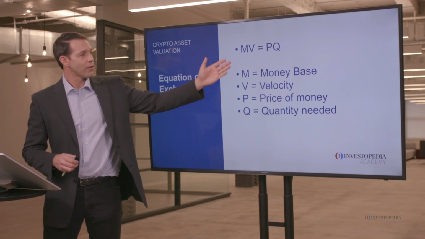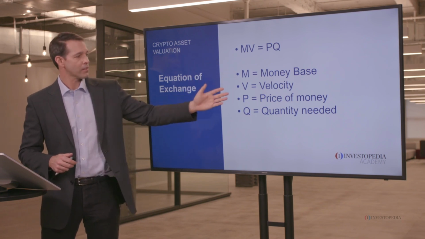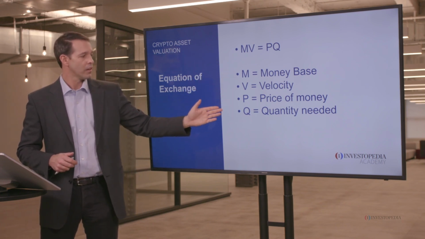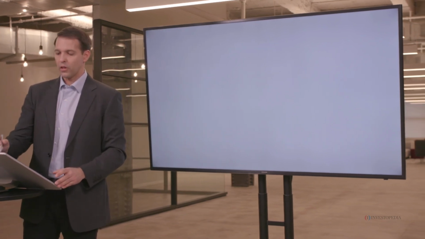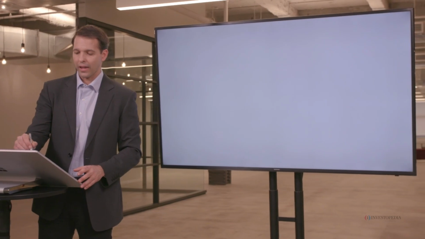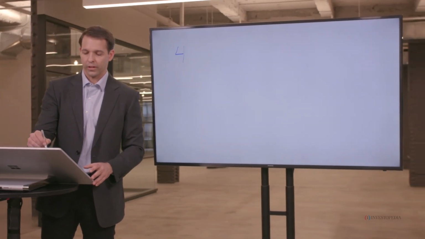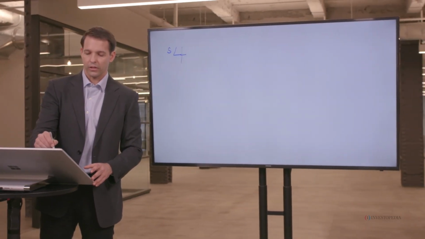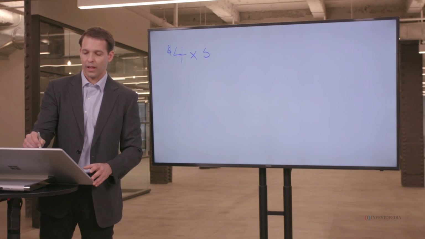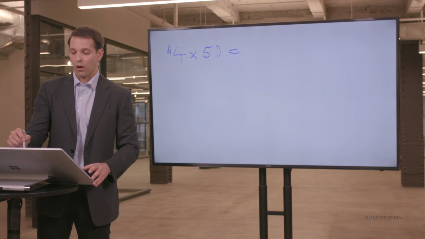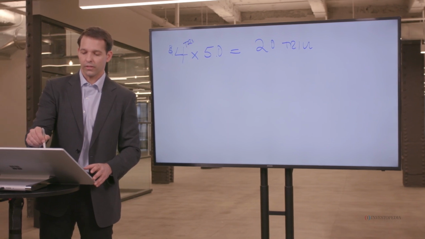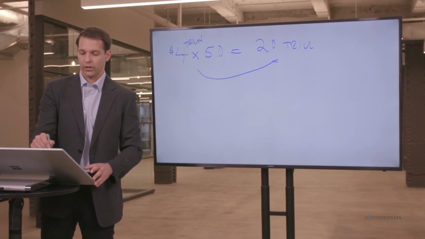Now, I gave you MV equals PQ, that's money base times velocity equals the price of money times the quantity needed. So let me go over this. In the US system, we have a money base of about 4 trillion US dollars, and we times that by a velocity of about 5, and this is equal to our GDP. Our GDP in the US is about 20 trillion. So 4 trillion here times velocity of 5 gives you 20 trillion.